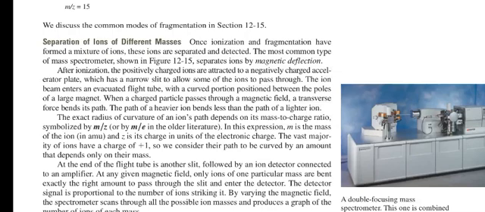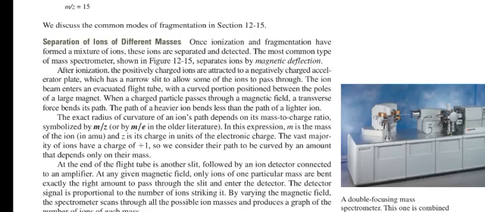Separation of ions of different masses. Once ionization and fragmentation have formed a mixture of ions, these ions are separated and detected. The most common type of mass spectrometer, shown in figure 12-15, separates ions by magnetic deflection. After ionization, the positively charged ions are attracted to a negatively charged accelerator plate, which has a narrow slit to allow some of the ions to pass through. The ion beam enters the evacuated flight tube with a curved portion positioned between the poles of a large magnet.